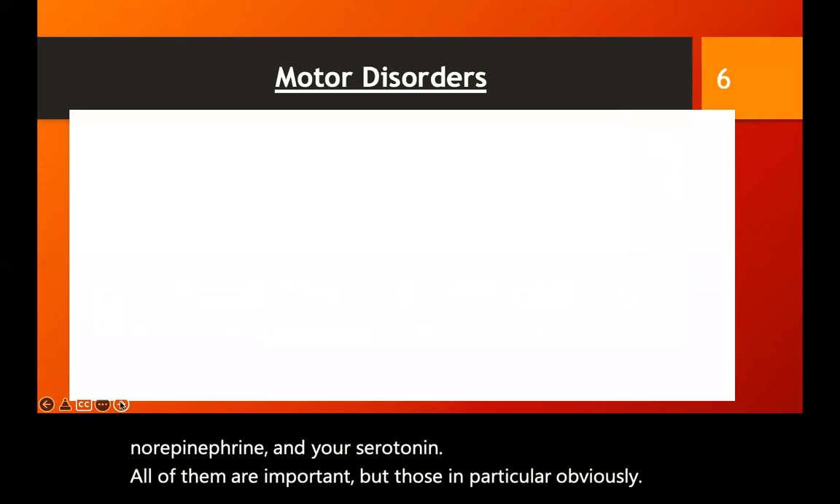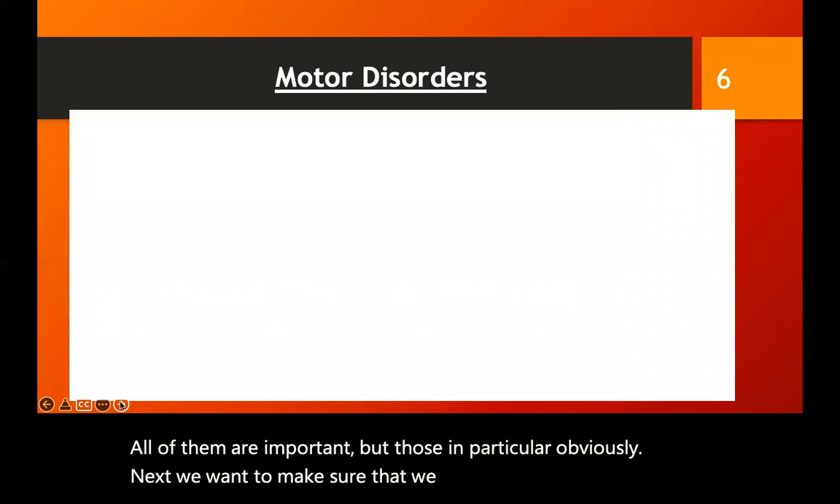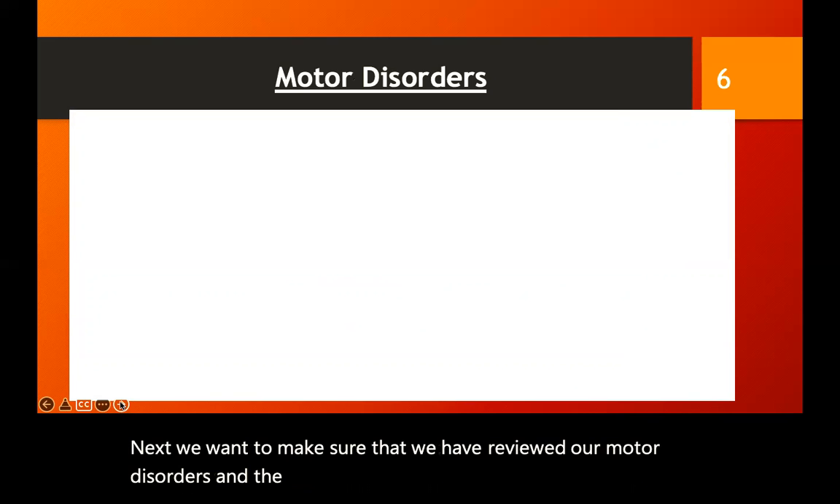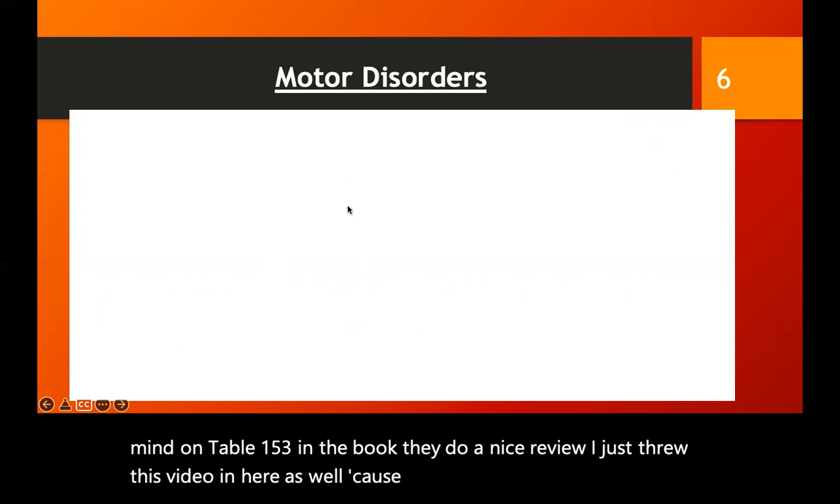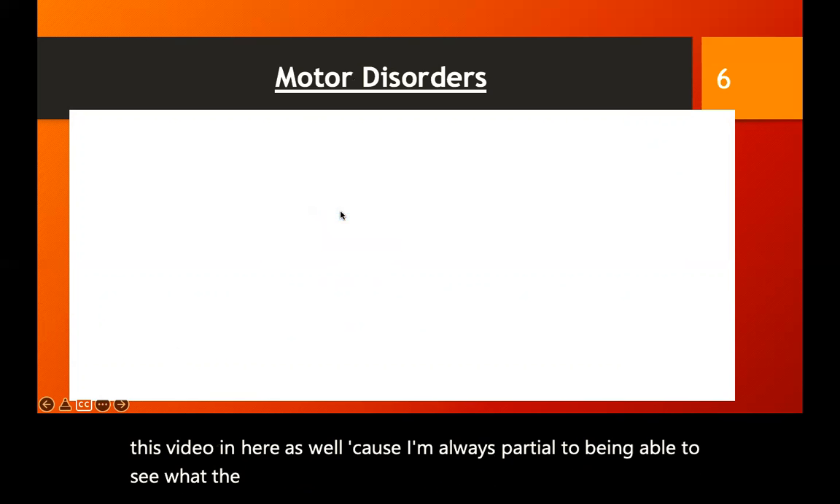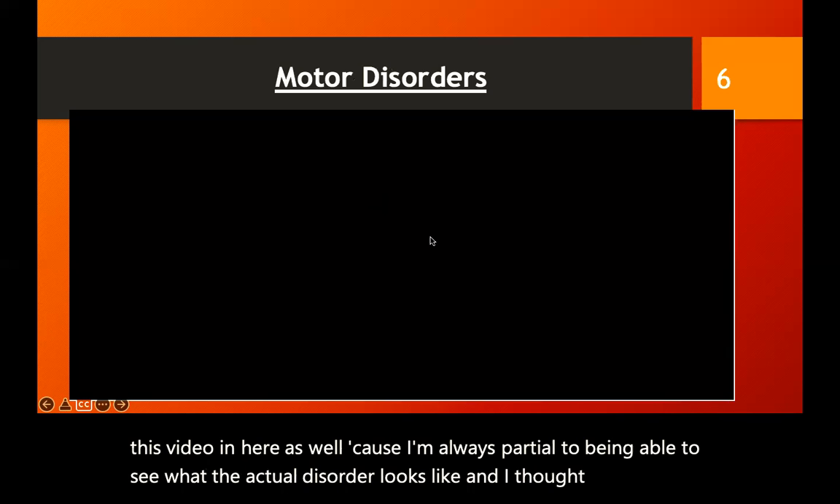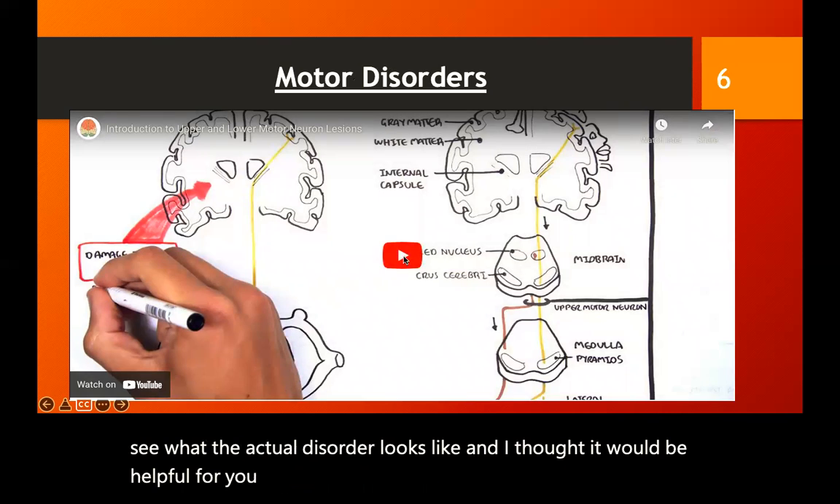Next, we want to make sure that we have reviewed our motor disorders and the pathophysiology accompanied with it. Keep in mind that table 15.3 in the book does a nice review. I just threw this video in here as well, because I'm always partial to being able to see what the actual disorder looks like. And I thought it would be helpful for you guys. It's quick also.